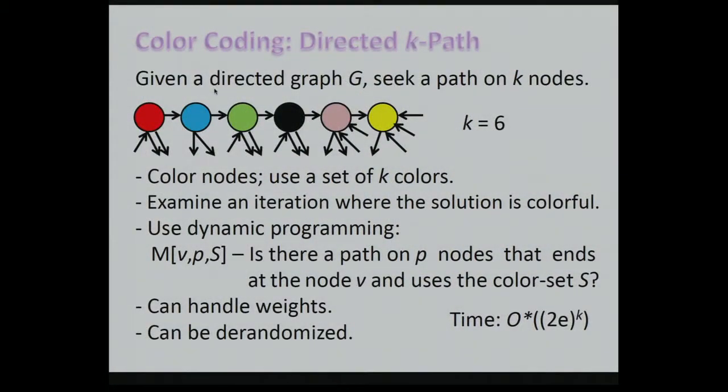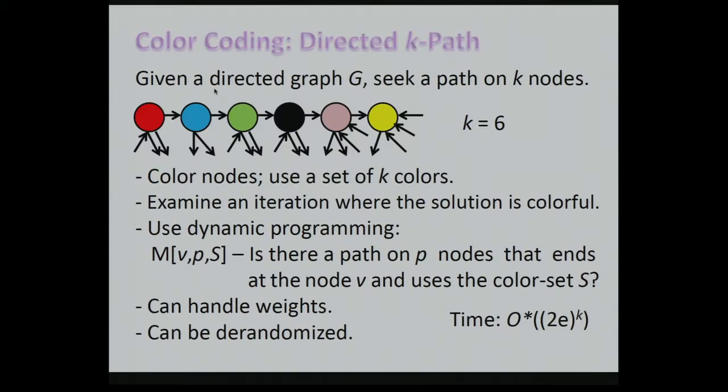So let's look at such an iteration, when the solution is colorful. Now, to find it, we can just use dynamic programming in a straightforward manner. We have entries of this form. In such an entry, we ask if there is a path on p nodes that ends at node V and uses the color set S. Now, what's important to see here is that we store color sets and not node sets. This is why in the running time you have here 2 to the power of k.